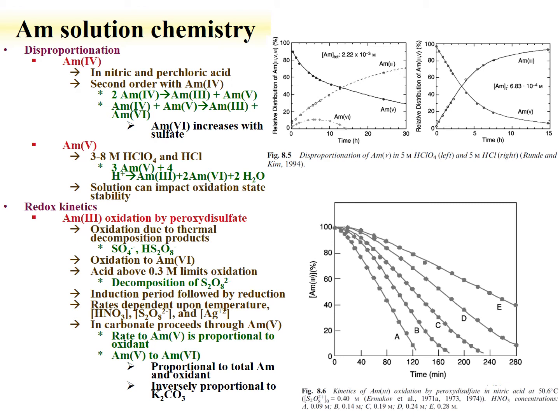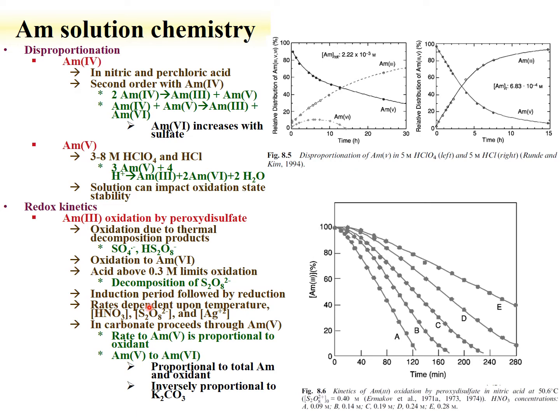As we already stated, americium undergoes oxidation by a number of compounds. The redox kinetics, or the oxidation kinetics, of americium 3 have been evaluated with peroxydisulfate. This oxidant will bring americium to the 6. There are some limits to the applicability of this system. In acid above about 0.3 molar, you get decomposition of the peroxydisulfate, so it does have limited capabilities at those higher acid concentrations.